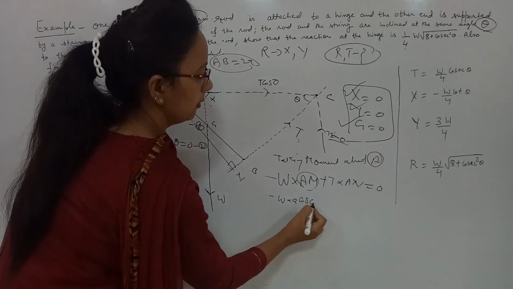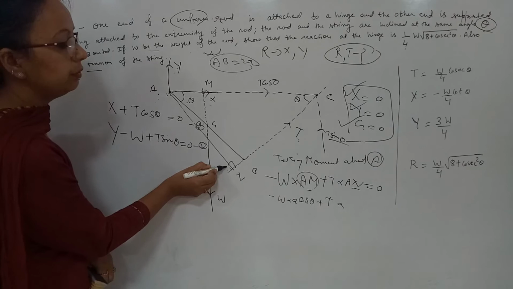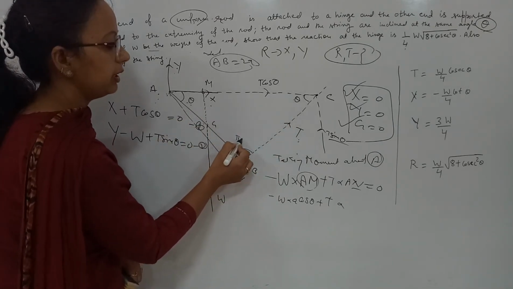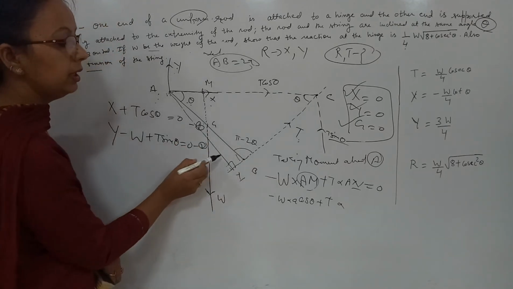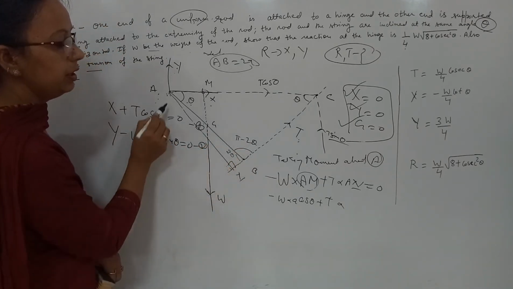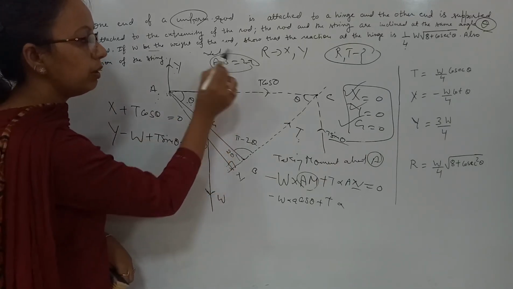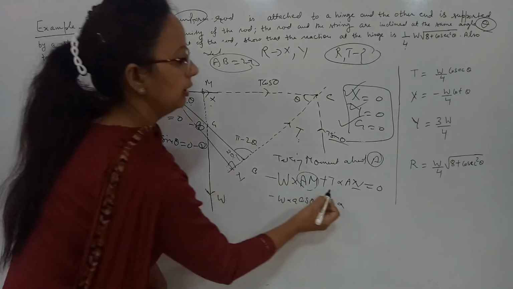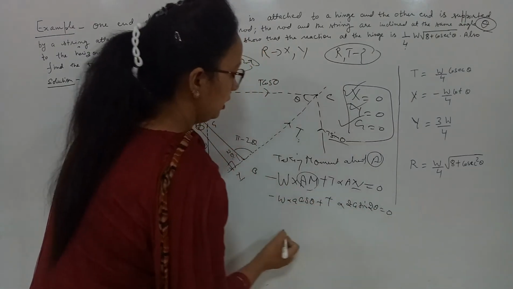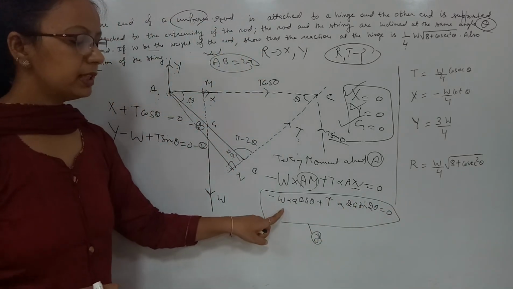Now what is AN? For that we require this angle. This is theta, so it will be 180 minus 2 theta, and then this will be 2 theta. So AN is AB, that is 2A, into sine 2 theta. 2A into sine 2 theta. So we have this third equation also, and now you can easily simplify this.